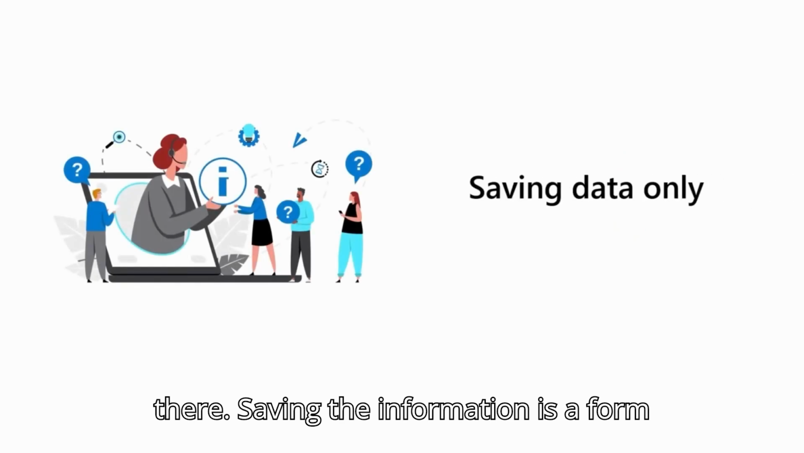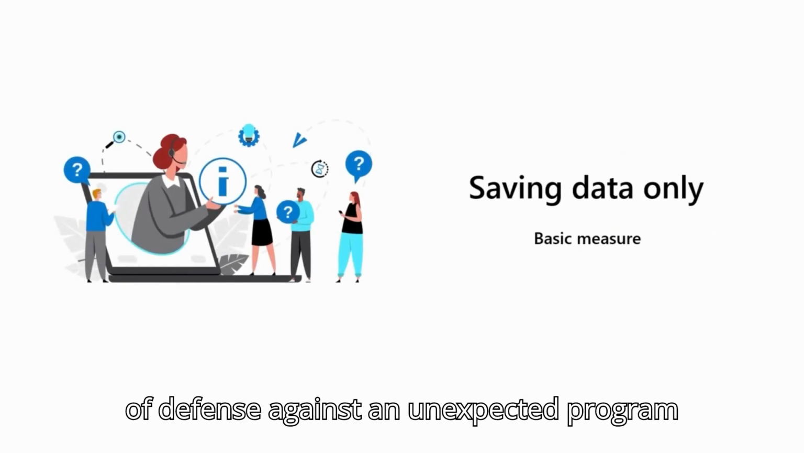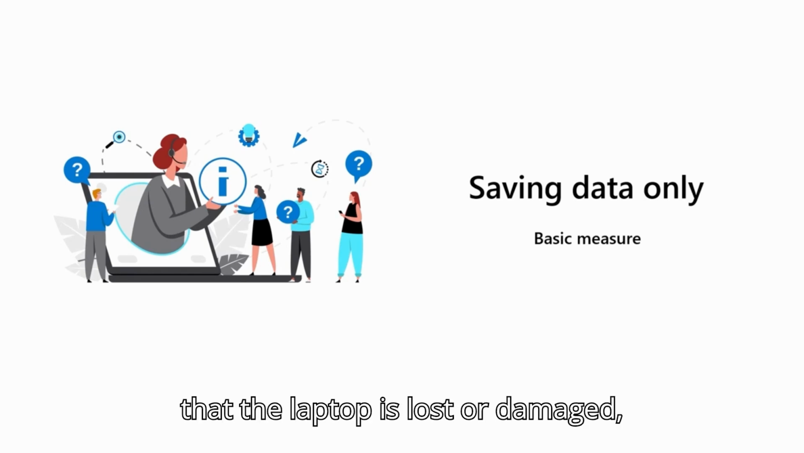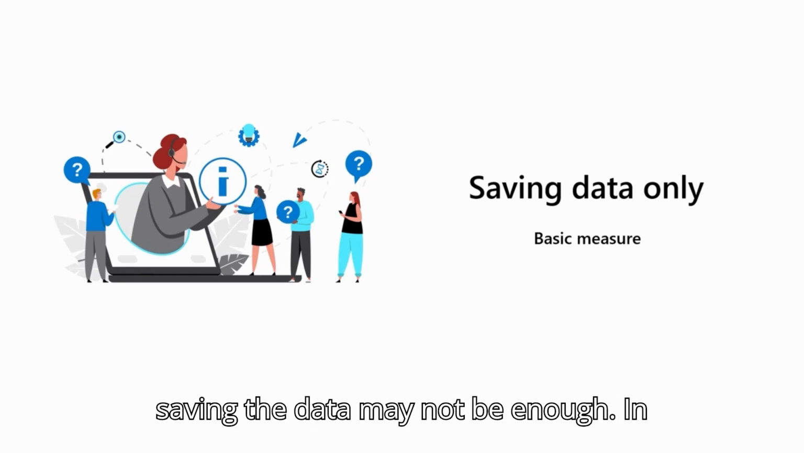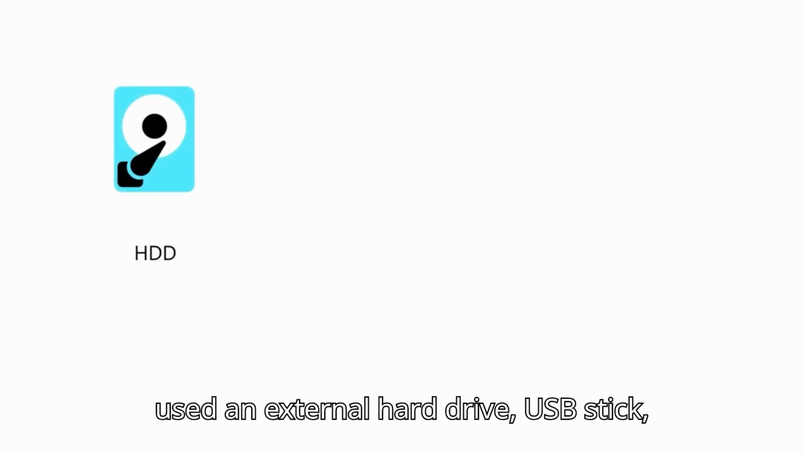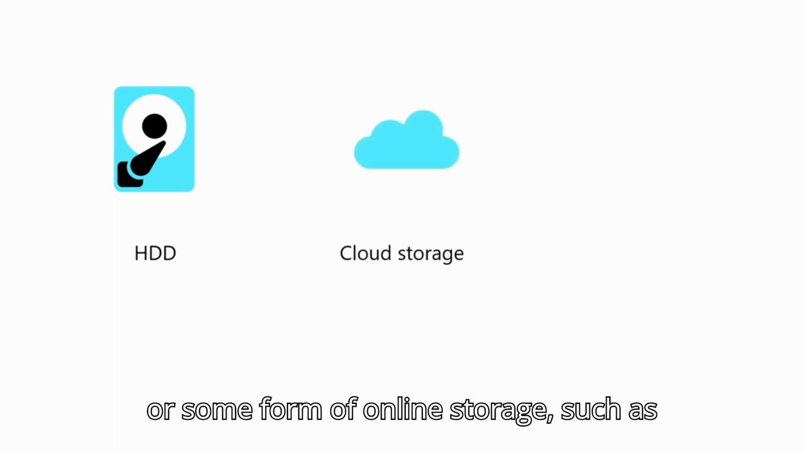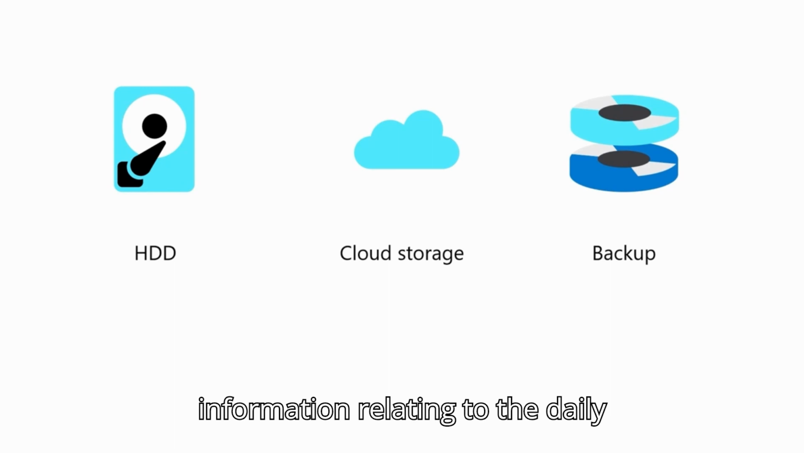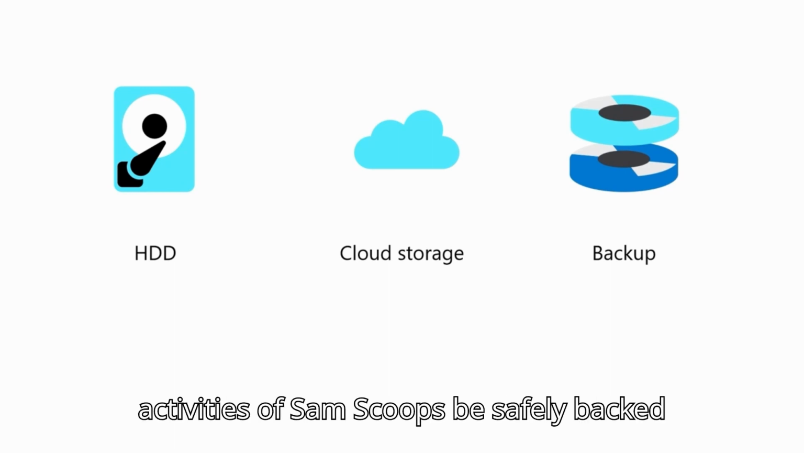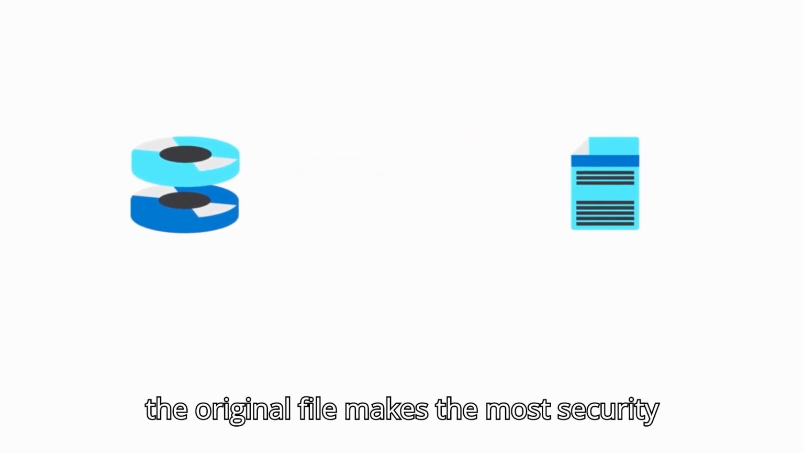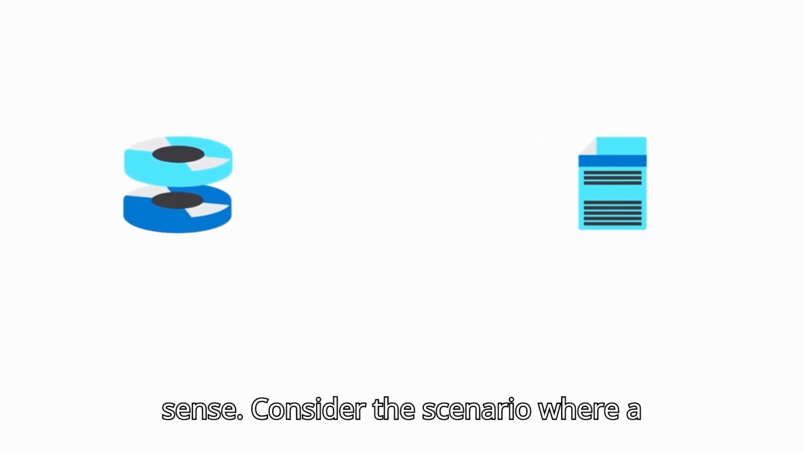Saving the information is a form of defense against an unexpected program shutting down. However, if the issue is that the laptop is lost or damaged, saving the data may not be enough. In this instance, Sam ideally should have used an external hard drive, USB stick, or some form of online storage such as cloud storage. Only then would the information relating to the daily activities of Sam's Scoops be safely backed up. Physically separating a backup from the original file makes the most security sense.